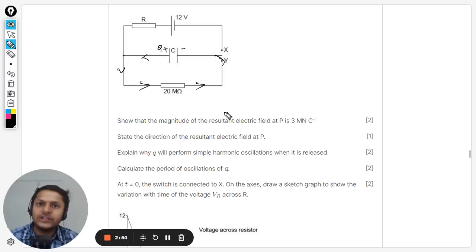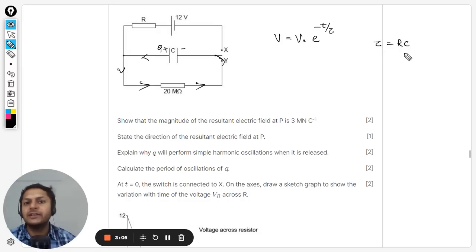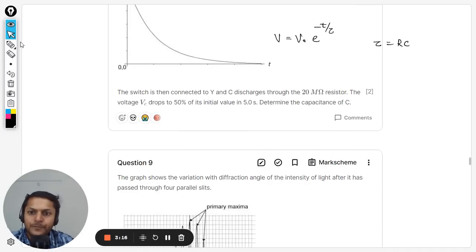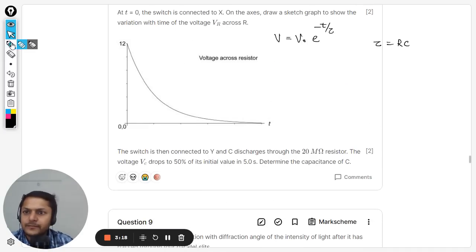And for this we know that we are using an equation with respect to time constant, isn't it? Like V is equal to V naught e raised to power negative t divided by time constant, where the time constant is given by the product of resistance and the capacitance. So we would be utilizing this equation now, and we will find what is asked from us.